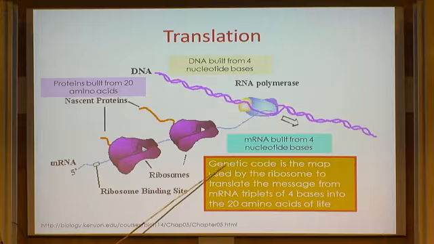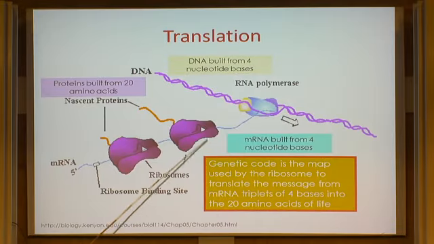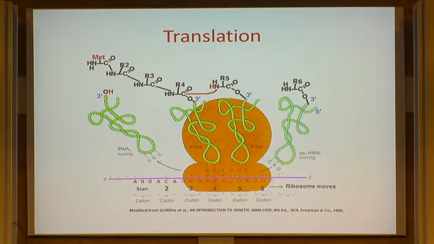So what the genetic code is, it's the map that's used by this machine to translate the message from mRNA triplets of 4 bases into the 20 amino acids of life. I didn't show the slide, it skipped past it. So this is how the machine works. This is your mRNA transcript. And the bases are organized in groups of 3, which are called triplet codons. And the machine walks along here.